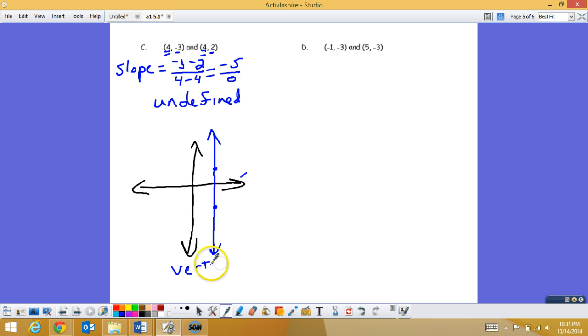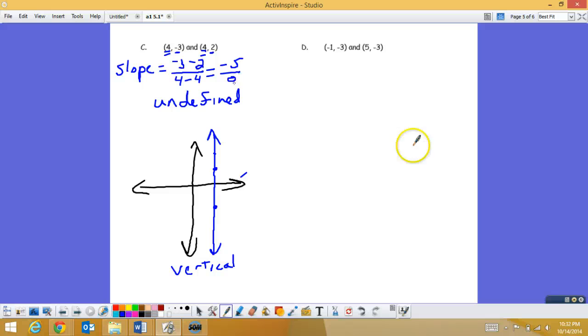So all vertical lines have an undefined slope. Why? Because there is no change in x. In a vertical line, this x coordinate is the same as this x coordinate, which is the same as this x coordinate, and so on and so forth. So there is no change in x. So we'd always have 0 in the denominator, which means that that slope does not exist.